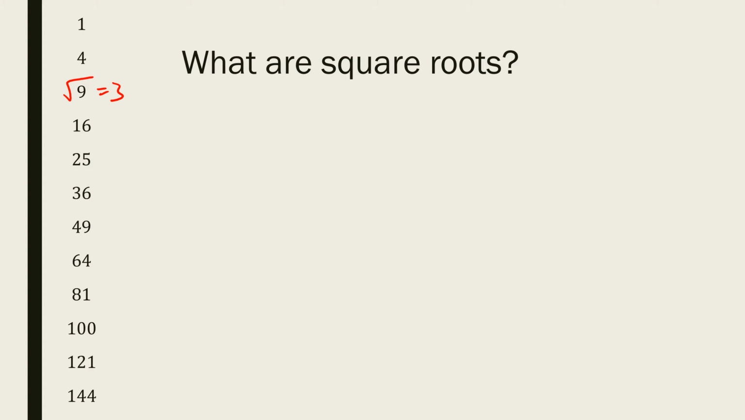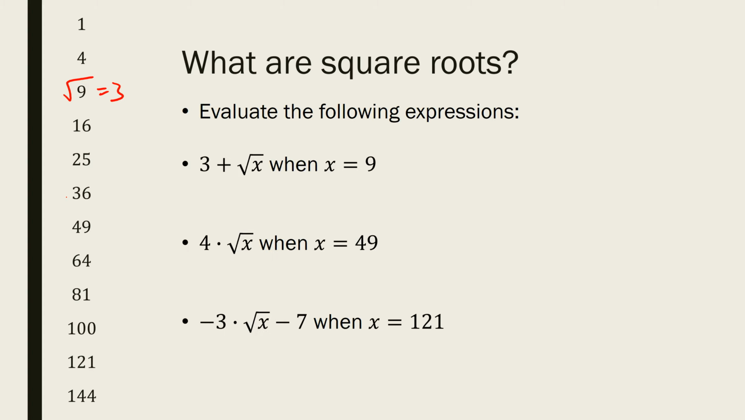So square roots are moving backward. If I took the square root of 36, I would have 6. If I took the square root of 81, I would have 9, and so on, because I'm moving backward. I'm saying what number squared gives me this number. So let's evaluate the following expressions.